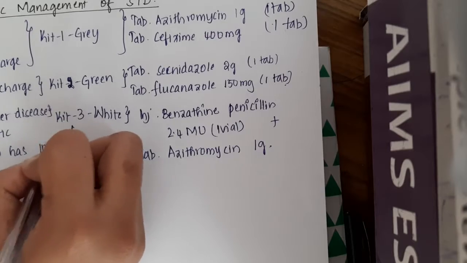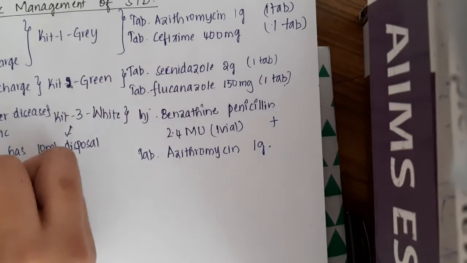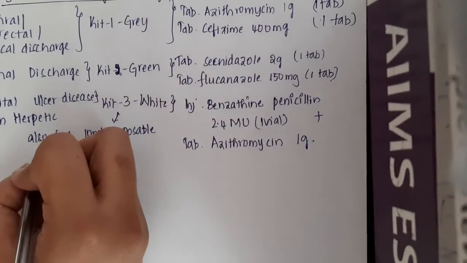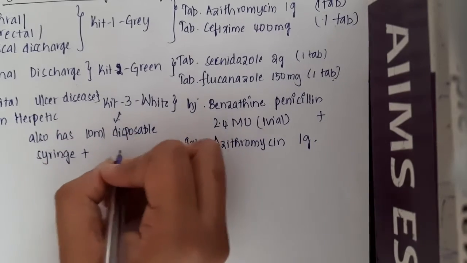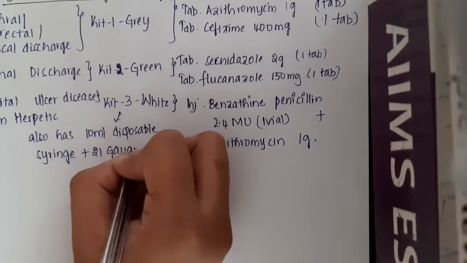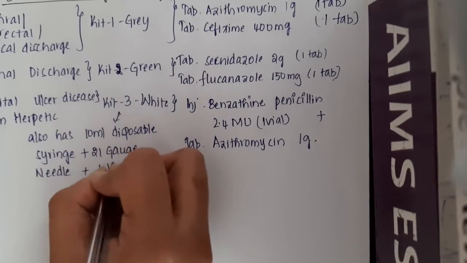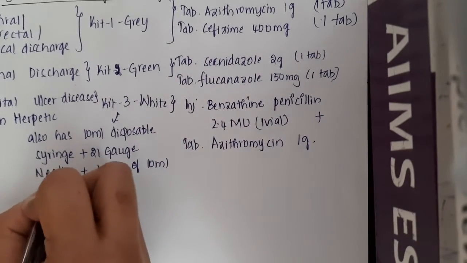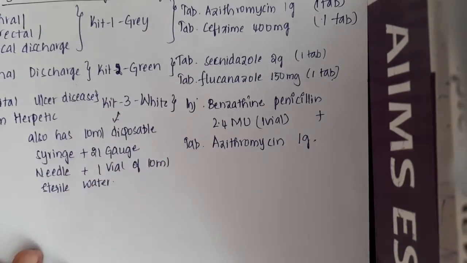This kit also has a 10 ml disposable syringe. Why? Because you should give an injection. You also need a needle for giving the injection, so it contains a 21 gauge needle, and it also contains 1 vial of 10 ml sterile water.